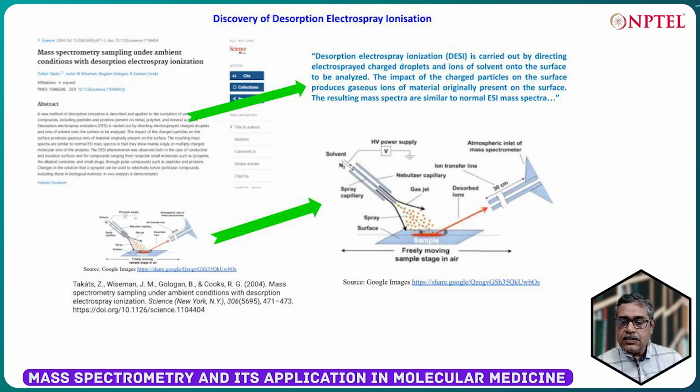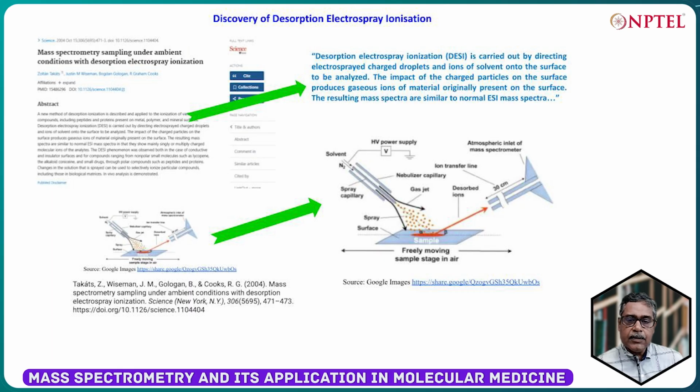So the desorption comes from here, meaning whatever was there on the surface is being dissolved. So that's why desorption. So this is the desorption electrospray ionization technique, or DESI technique.